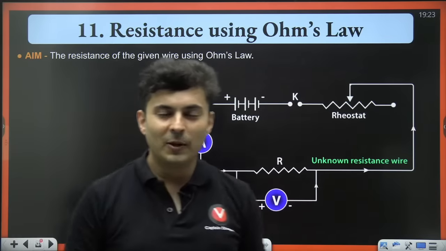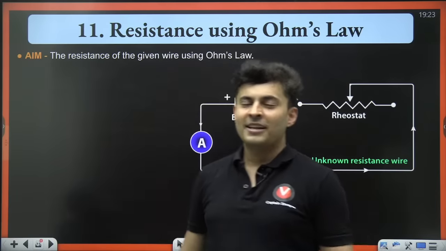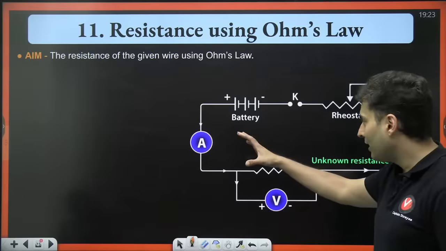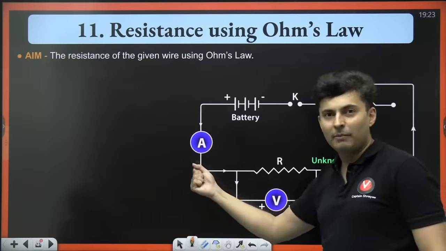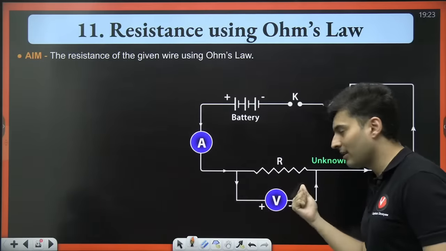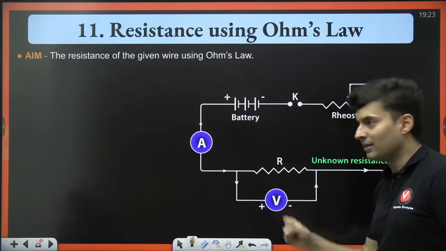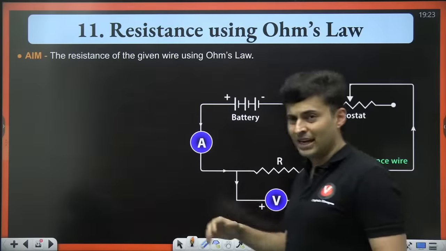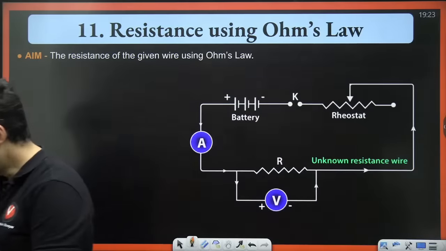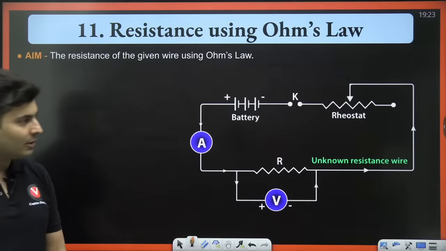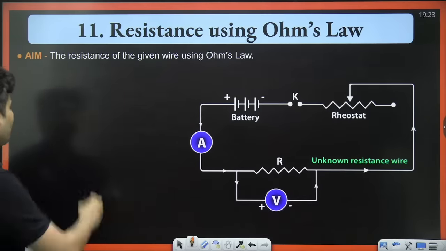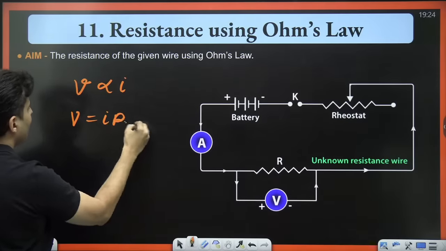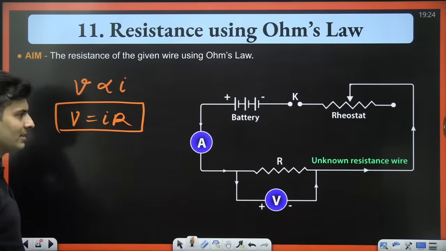Resistance using Ohm's law. This is one of the easiest things. You have done this back in your 9th or 10th grade, where you take a battery, a switch, an ammeter, and a voltmeter across a resistor, measure the voltage across the resistor, find the current through the resistor, and then plot a graph and verify Ohm's law. Very straightforward. Voltage will be directly proportional to the current, or V will be I into R. That's the only formula which is needed.